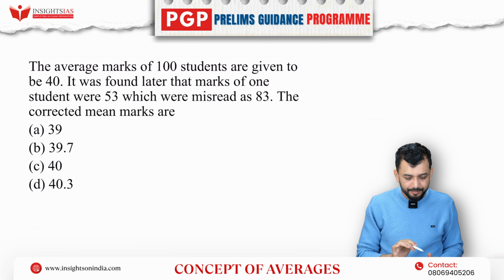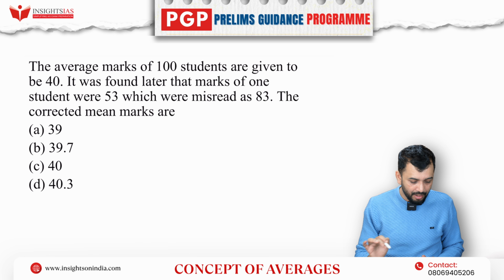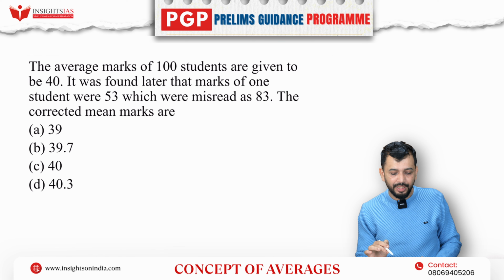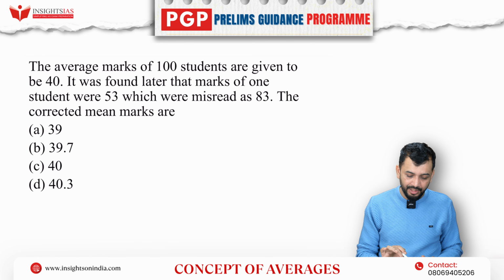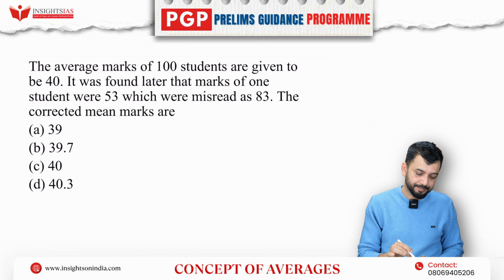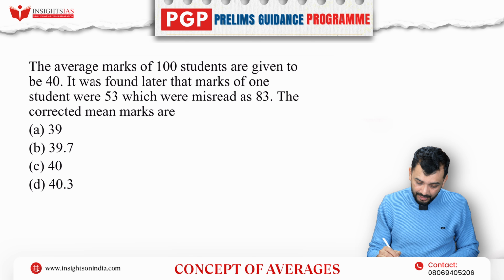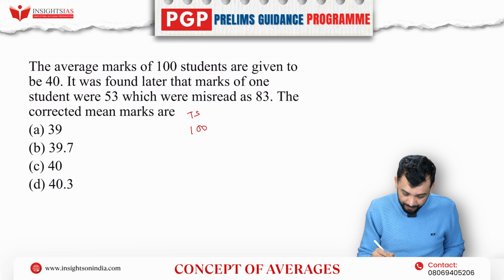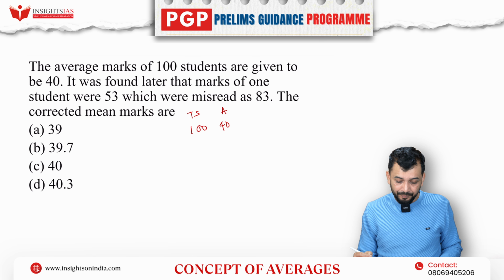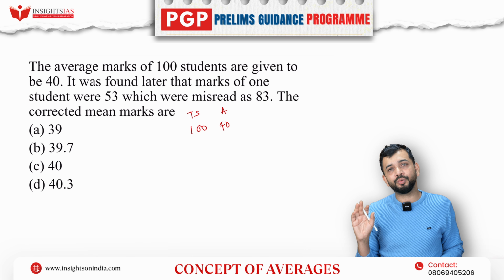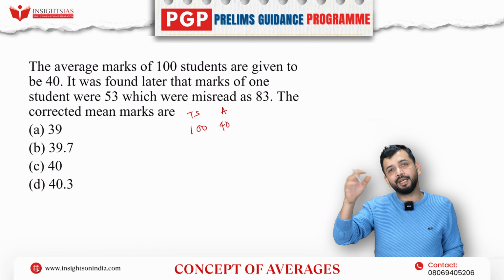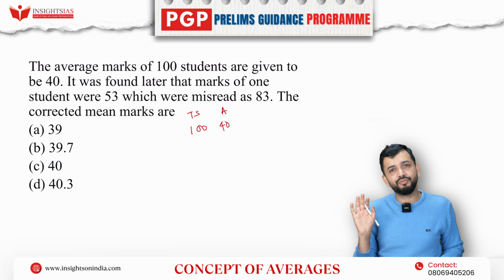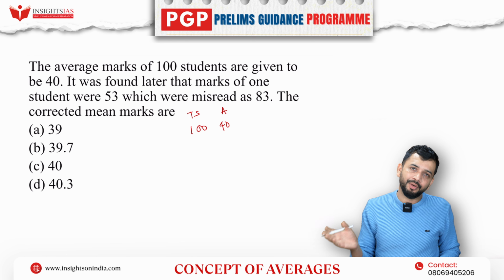Next, the average score of 100 students is given to be 40. It was found later that the marks of one student were 53, which were misread as 83. What is the corrected mean marks? So what is the question? Total number of students is 100. Average marks is 40. Now, what is the problem? Later it came to be known that for one student, instead of 53, he had scored 83 was marked, misread as 83. And the average has become 40. Now, what is the new average if I want to correct it?